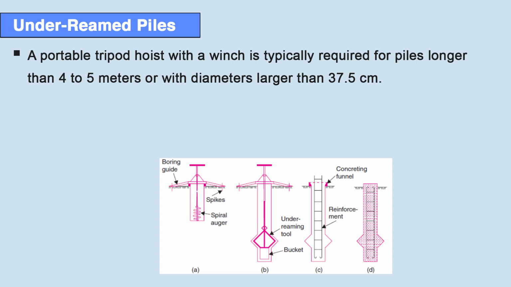A portable tripod hoist with a winch is typically required for piles longer than 4 to 5 meters or with diameters larger than 37.5 centimeter. Under-reamed piles can have one bulb, known as a single under-reamed pile, or multiple bulbs, known as a multiple under-reamed pile. The bulb's diameter is usually taken as 2.5 times the diameter of the pile stem, but may vary between 2 to 3 times the stem diameter depending on the design and construction requirements.